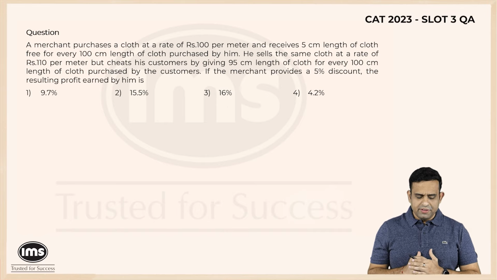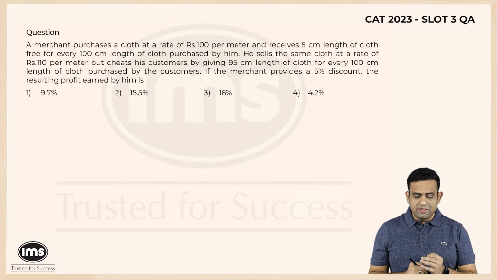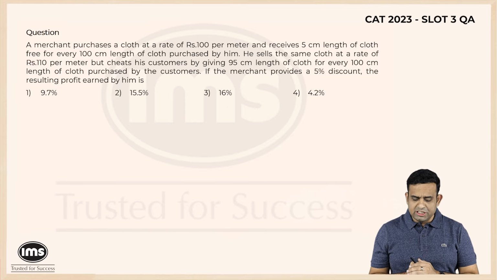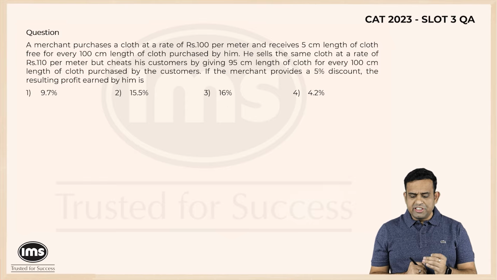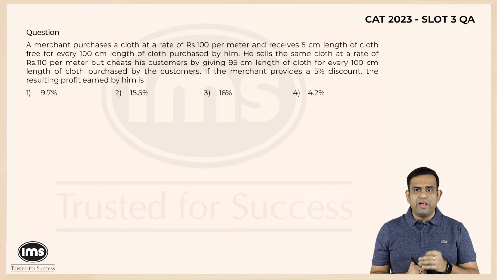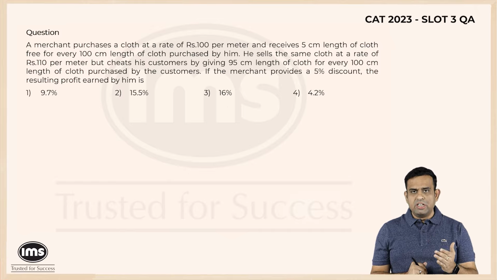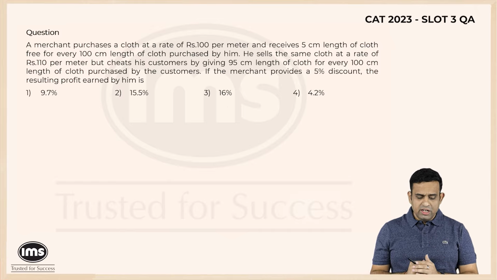In the next sum, it is given that a merchant purchases a cloth at the rate of rupee 100 per meter and receives 5 centimeter length of cloth free for every 100 centimeter length of cloth purchased by him. He sells the same cloth at the rate of rupee 110 per meter, but cheats his customer by giving him 95 centimeter length of cloth for every 100 centimeter length of cloth purchased by the customers. If the merchant provides a 5% discount, then the resulting profit earned by him is how much?